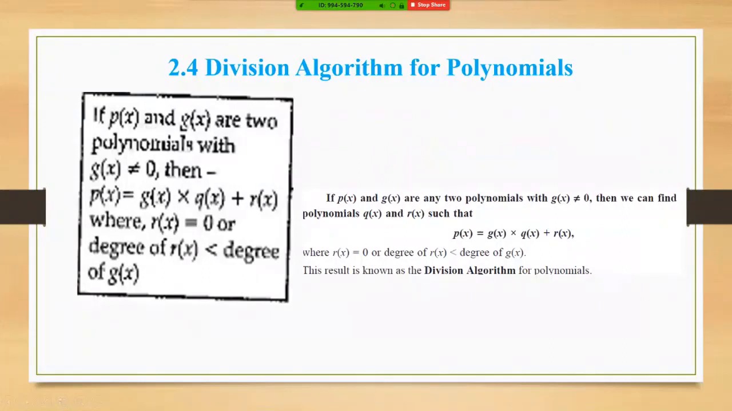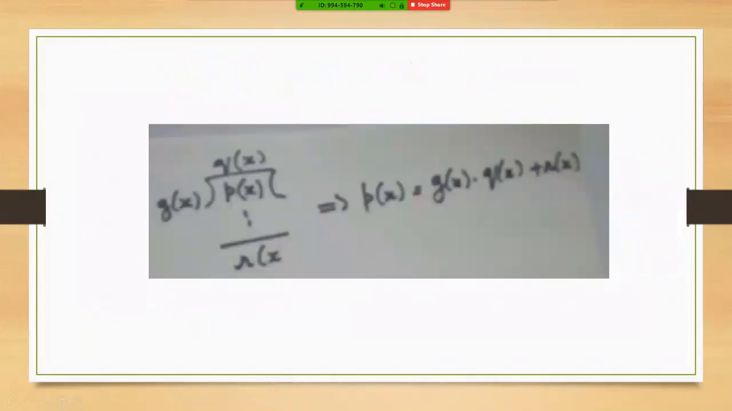Now what is this P(x)? P(x) is nothing but the dividend. G(x) is the divisor, Q(x) is the quotient, and R(x) is the remainder. So as you do with simple sums in arithmetic, what is the dividend equal to? Nothing but G(x) multiplied by Q(x), and added to it is the remainder. Remainder might be 0. Otherwise, if there is a remainder, it gets added to it.